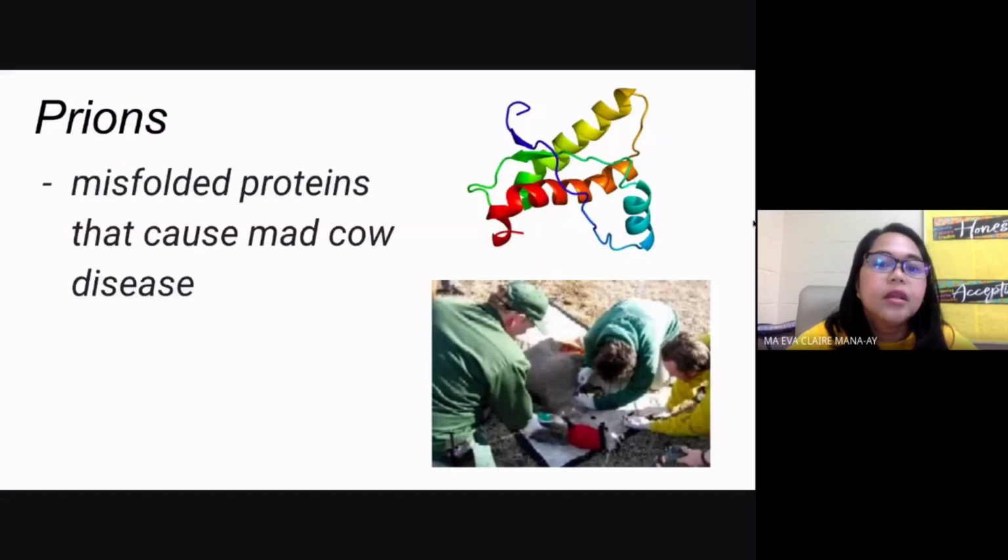Now there is one type of virus that has caused a lot of deaths in cows and also in humans, and this is called prions. This is a special type of virus. Your prions are actually misfolded proteins that cause mad cow disease. So this is considered a virus, and it causes mad cow disease. Okay, so that's your prions.